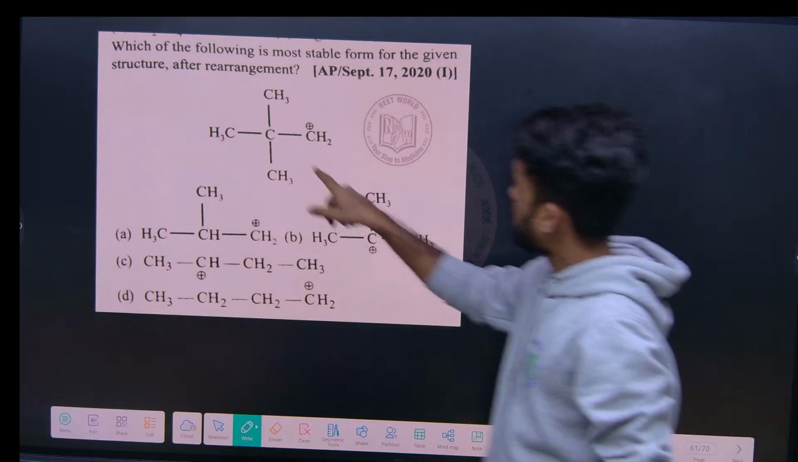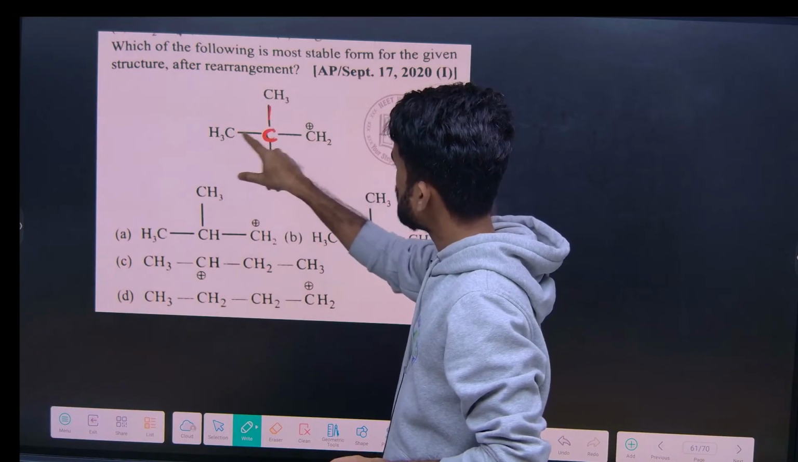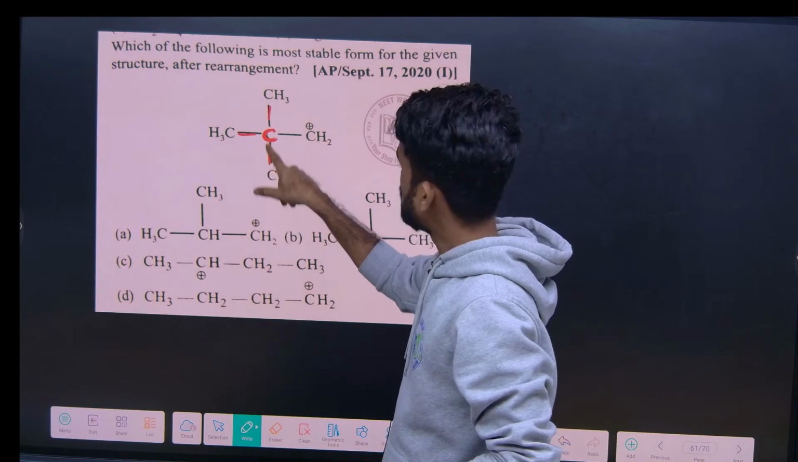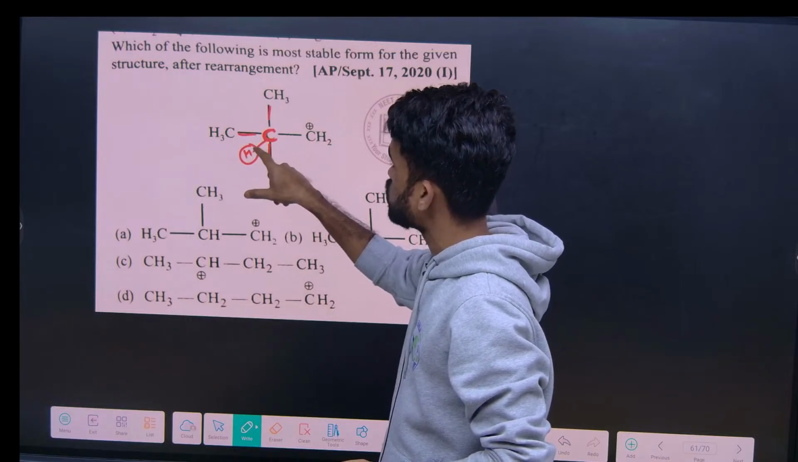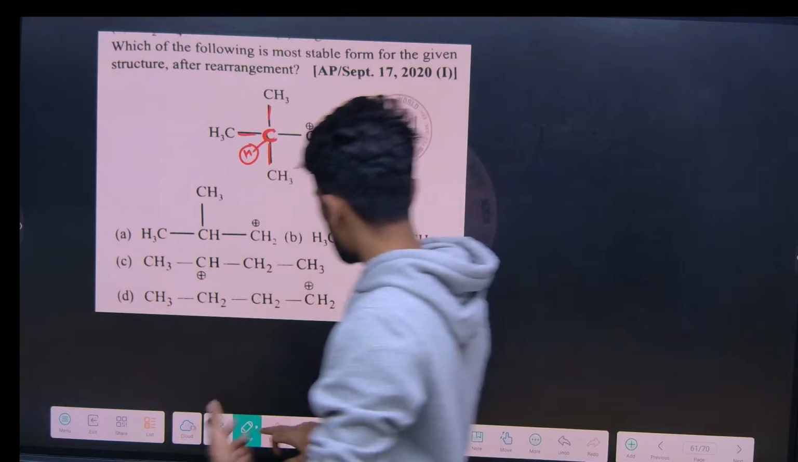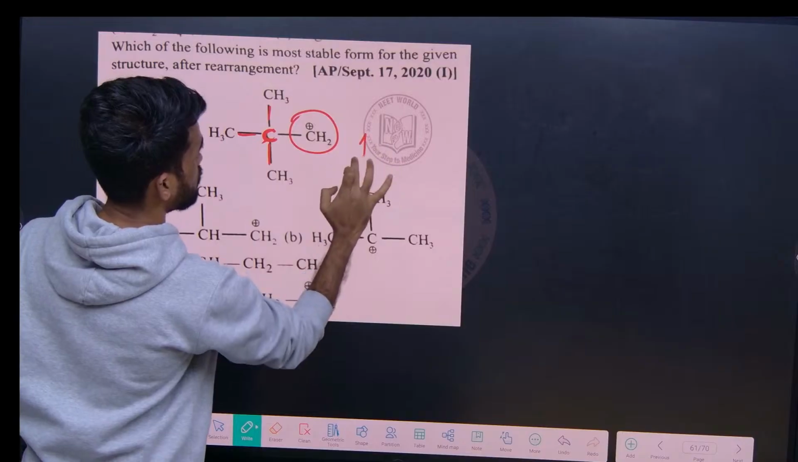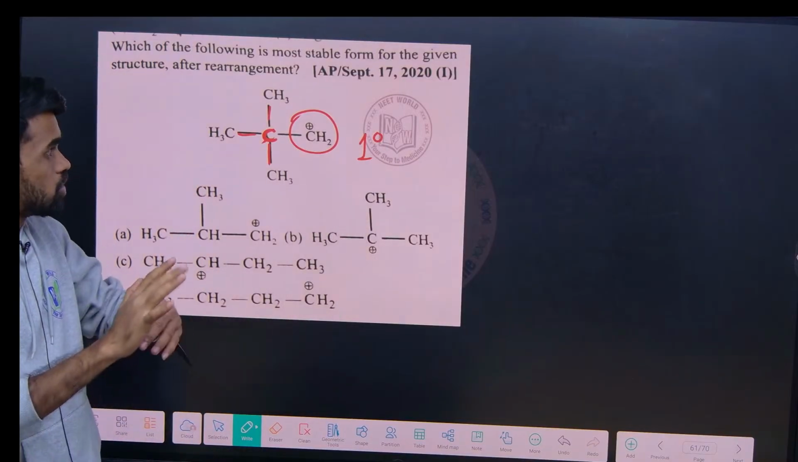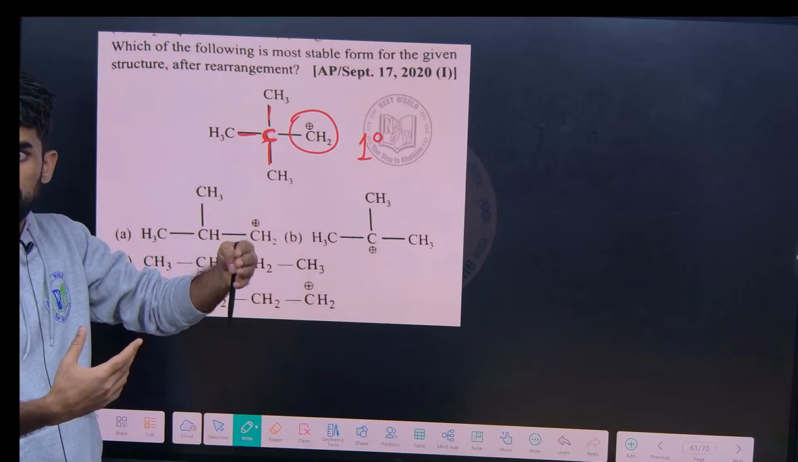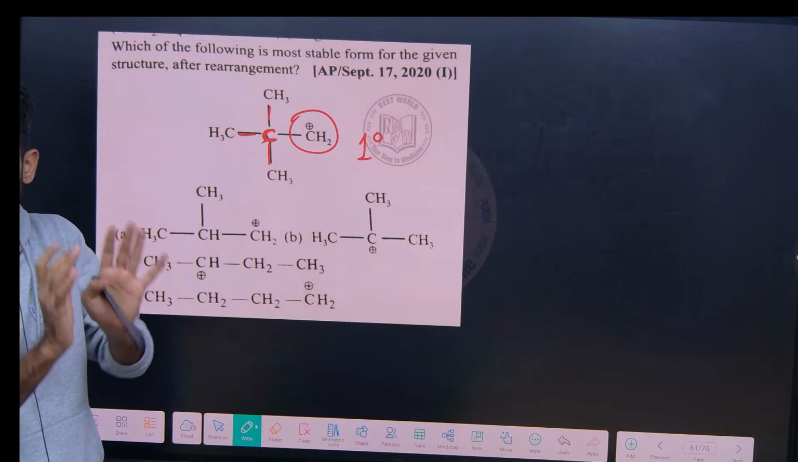See, what are the things present on this carbon? All of them are methyl groups only. If there is hydrogen, the migrating aptitude of hydrogen is more. See, actually what is happening here: first of all, the carbocation given is primary. Primary carbocations are least stable.